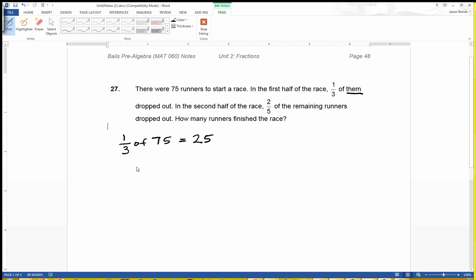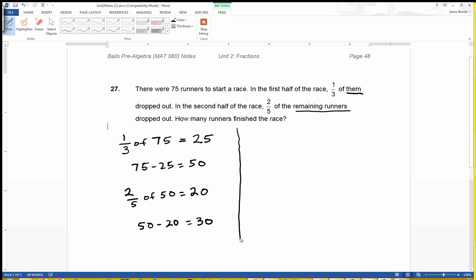So that means we have to figure out how many runners remained. So the number of remaining runners is then 75 minus 25, or 50. And then 2/5 of the remaining runners dropped out after that. So that would be 20, and 50 minus 20 equals 30. Now, that's certainly one way to do the problem.